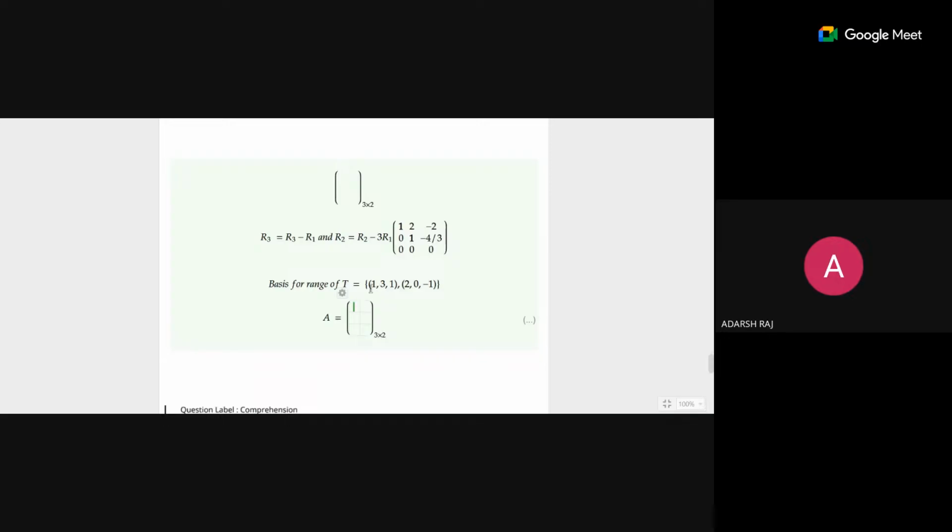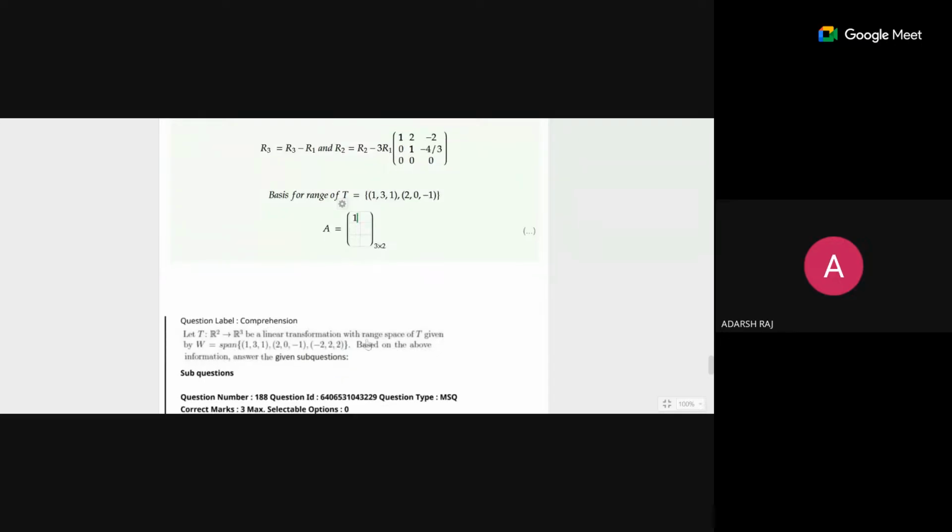Now put this vector as a column. It means the output of this linear transformation will be just a linear combination of these two vectors.